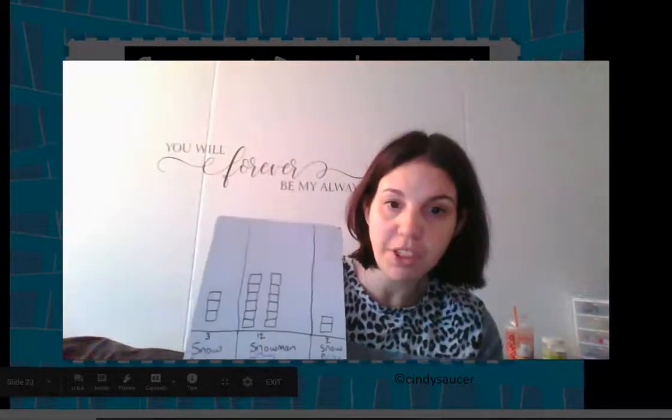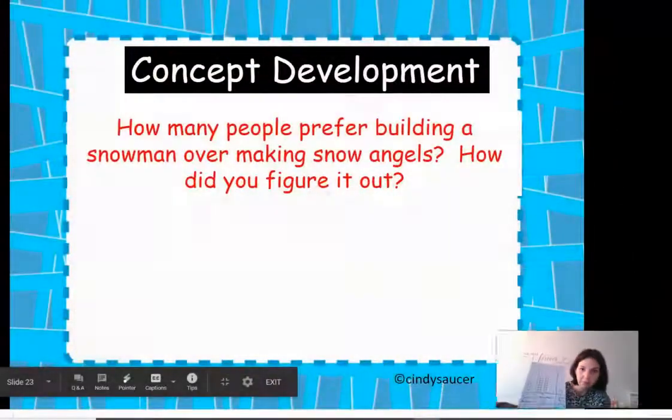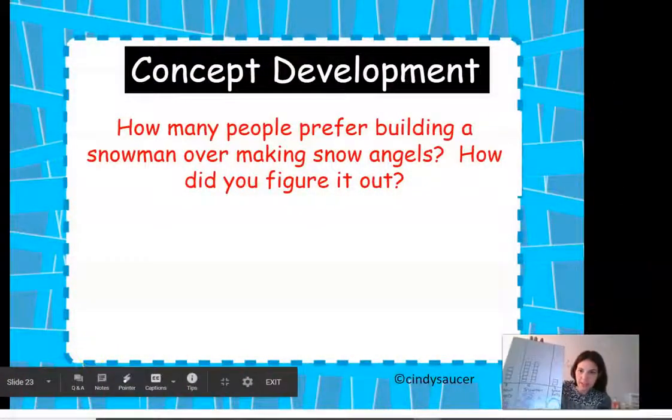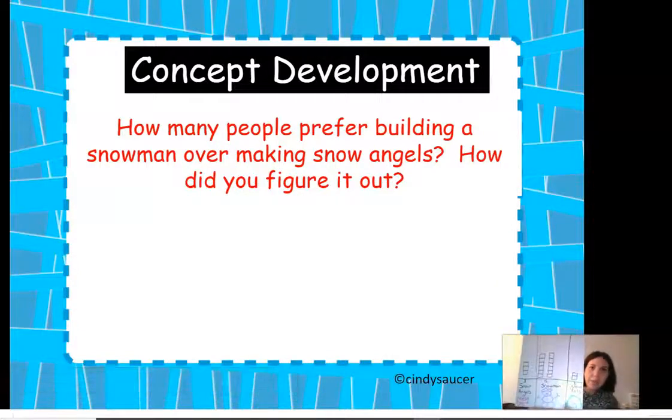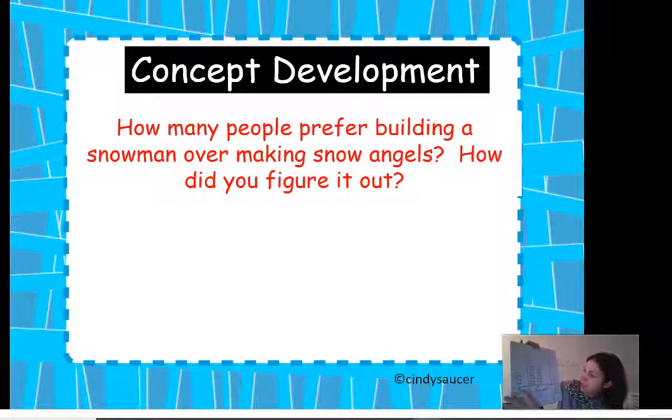Let's look at the first question. Keep that up so you guys can see it while we ask questions. How many people prefer building a snowman over making snow angels? So what we want to do is look at how many people chose snowman and how many people chose snow angels. We have 12 who chose snowman, and we have 3 who chose snow angels.